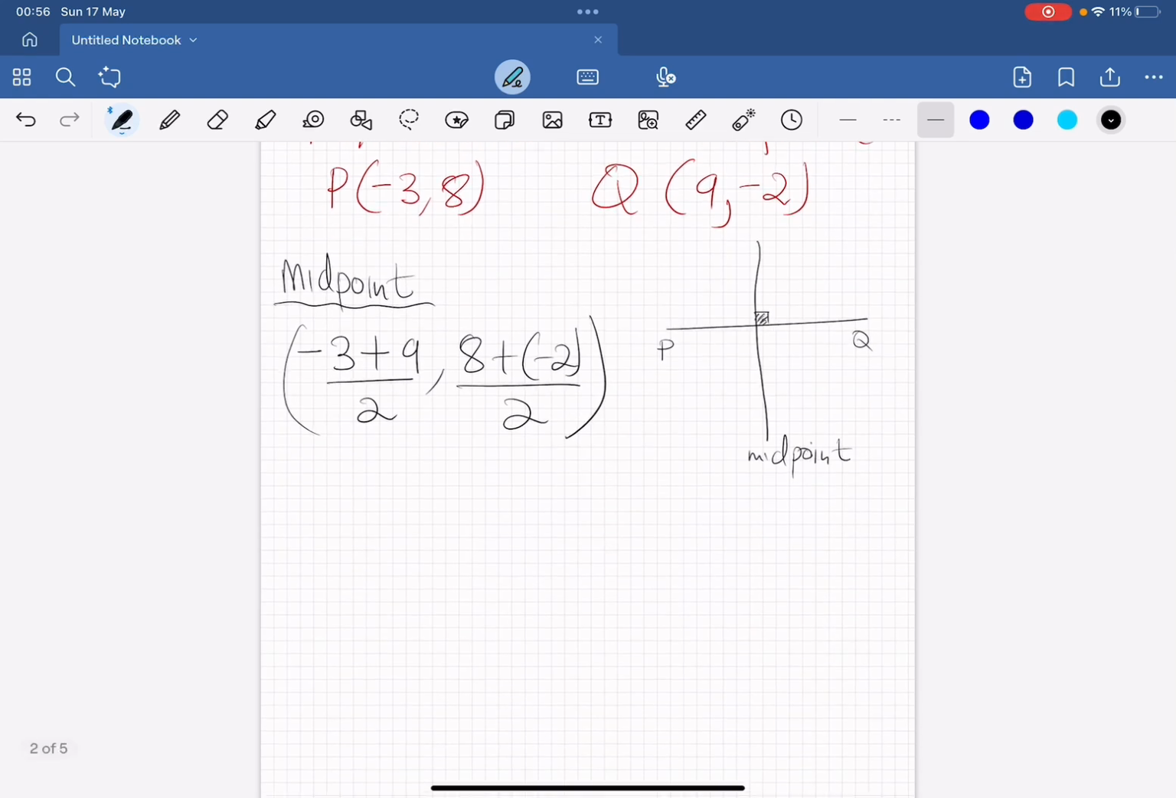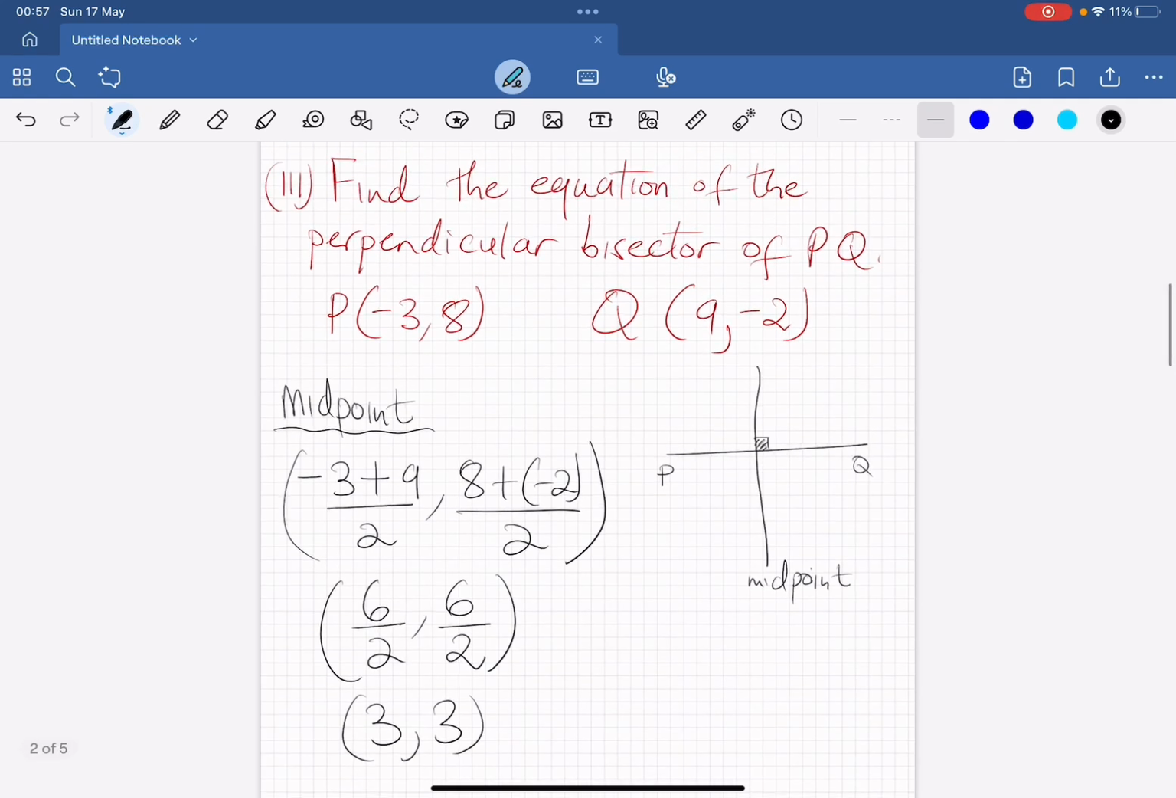-3 plus 9 is basically 6 over 2. And then 8 plus -2, these combine into a negative, so it's more or less 8 minus 2, which is also 6 over 2. Hence, our midpoint is (3, 3).